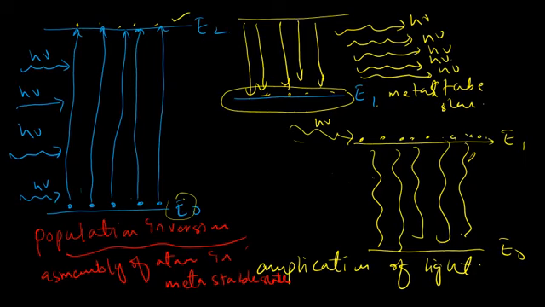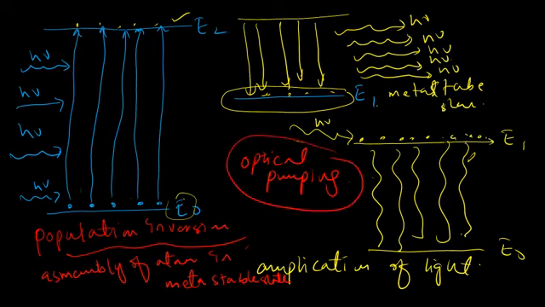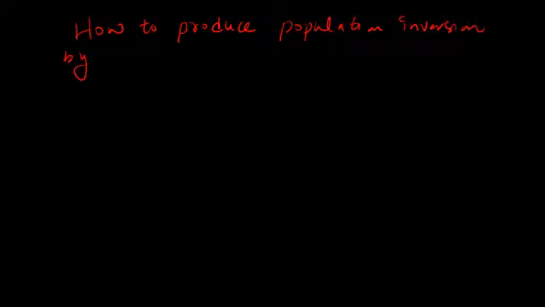There are a number of ways to produce population inversion, and one of them is called optical pumping. Now I will tell you how, by optical pumping, we can produce a population inversion.